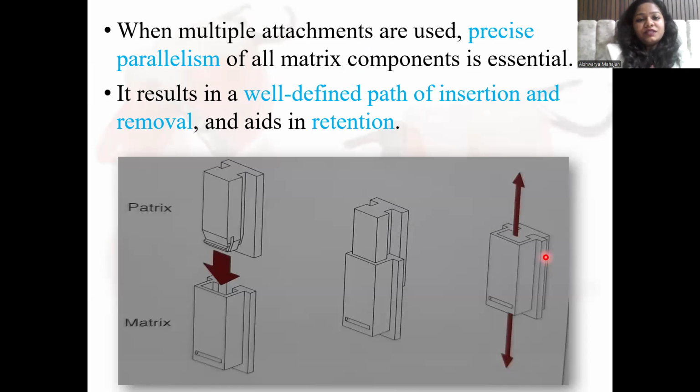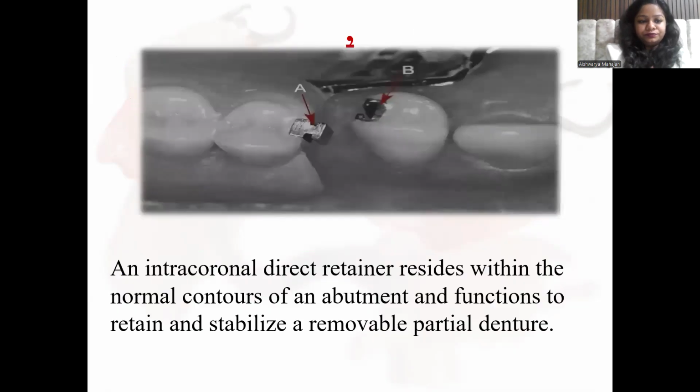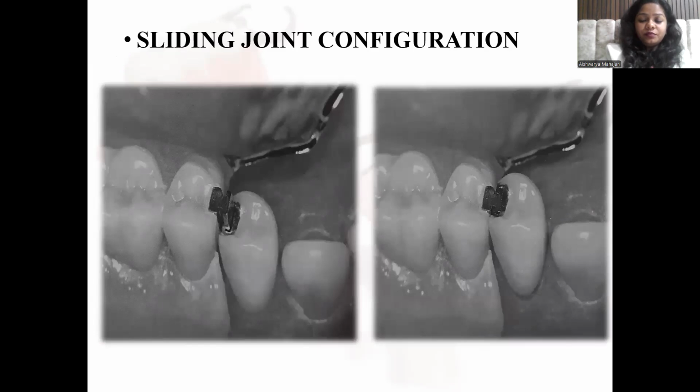When multiple attachments are used, precise parallelism of the matrix component is essential. This results in a well-defined path of insertion and removal and aids in retention. An intracoronal direct retainer resides within the normal contour of the abutment and functions to retain and stabilize the removable partial denture. When the RPD is placed in the mouth, the two components interlock in a sliding joint configuration and lock within each other, retaining the removable part of the prosthesis with the fixed part of the prosthesis.